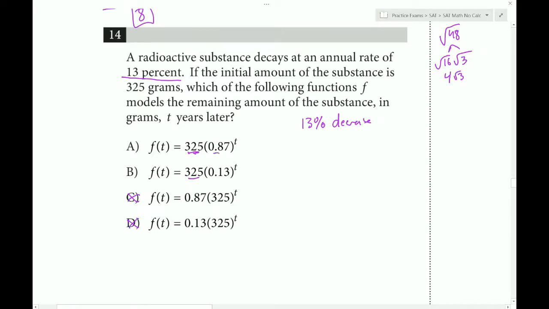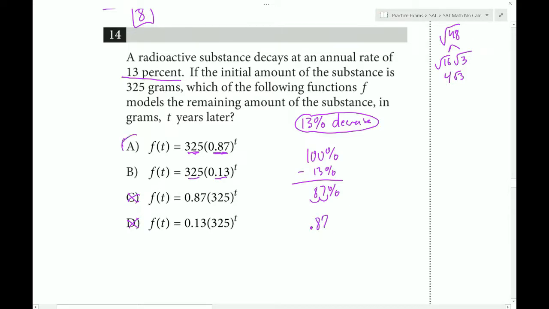And then what we expect to see is the multiplier, raised up to the number of years. So all we have to do is find the multiplier for a 13% decrease. The way to do that is you start with 100% and you decrease it by 13%. That will give you 87%. Then you just have to turn this into a decimal by moving the decimal place twice to the left. So that gives you 0.87 as your multiplier.